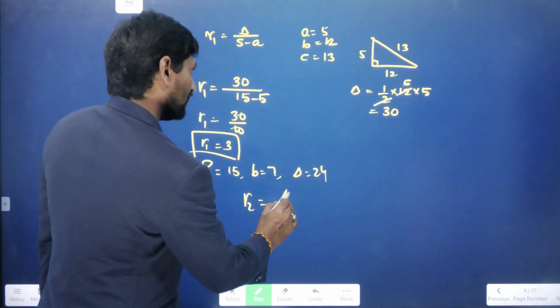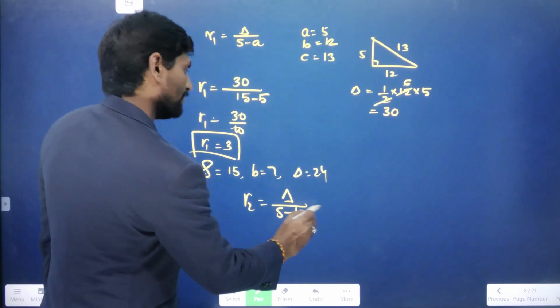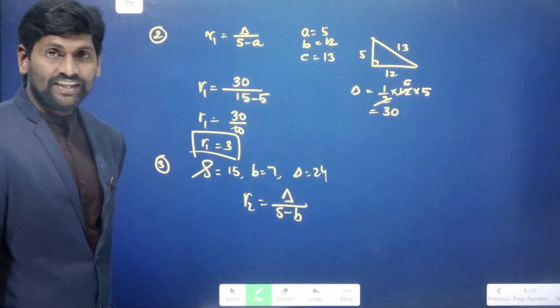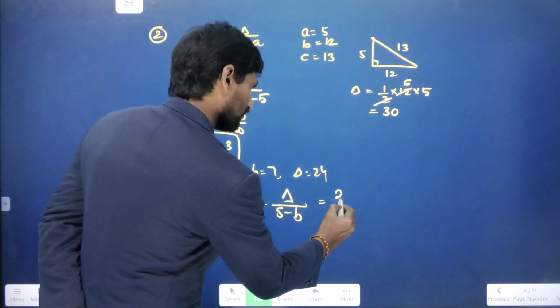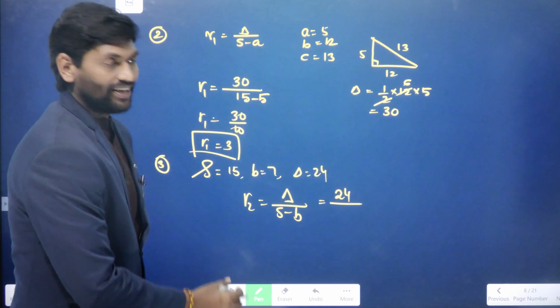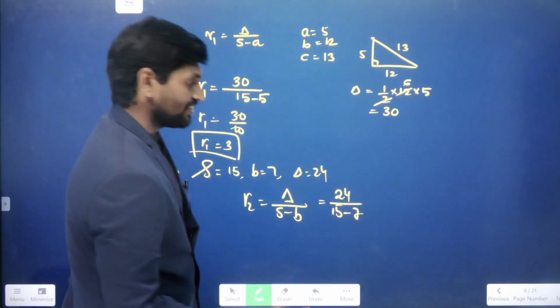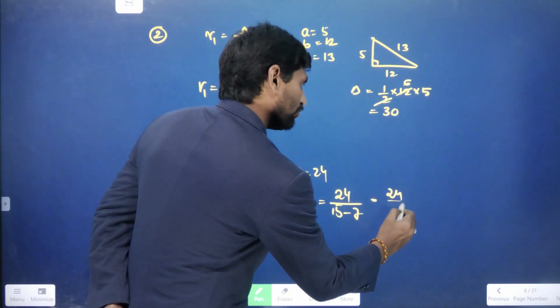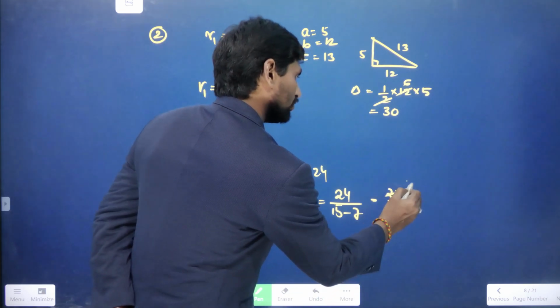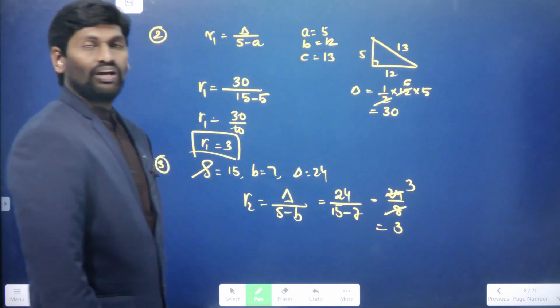R2 formula is delta by S minus B. Delta value is 24, directly substitute. S value is 15 and B value is 7. 15 minus 7 is 8. So 24 by 8, 8 times 3 is 24. Therefore R2 value is 3.